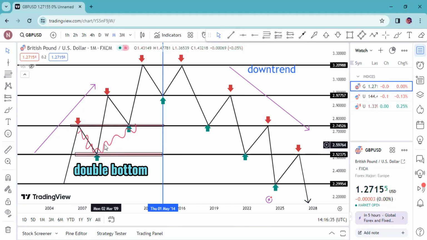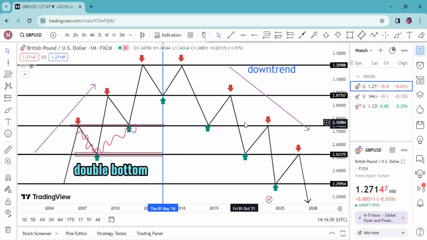I can enter my trade from this zone to this zone. The same for this zone to this zone, and the same for any other zone. Hope you understand me up to here.